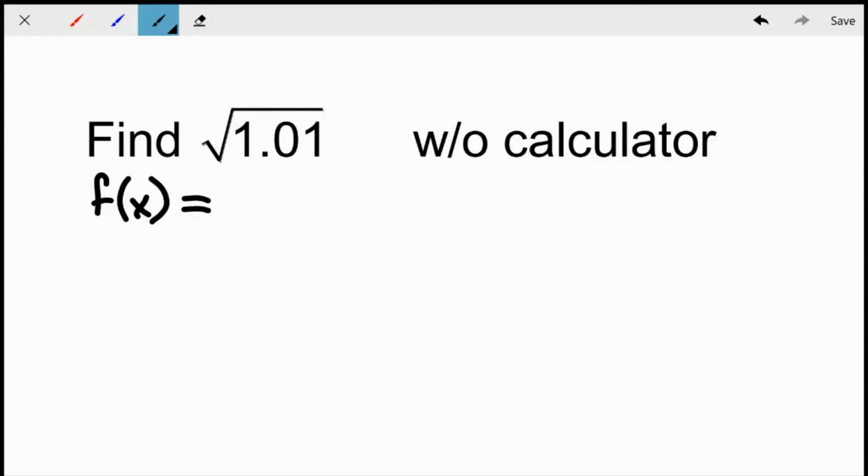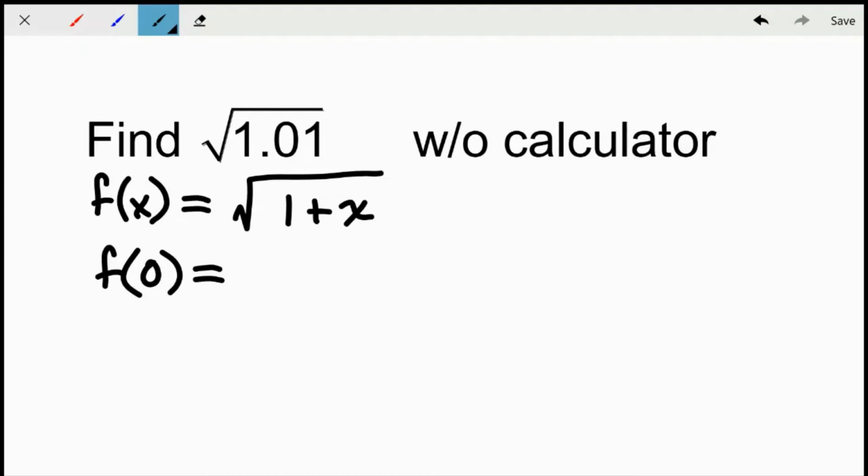You're also going to want to make sure that you can get the exact value of the derivative. So what I'm going to use here, and you'll see why in just a second, is the square root of 1 plus x. The reason is that if I plug 0 into that function, I get the square root of 1, or just 1. I have an exact y value.